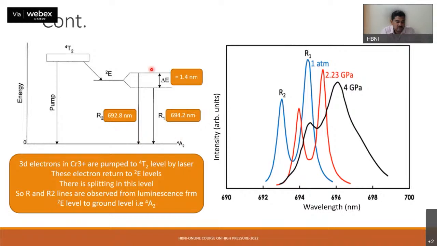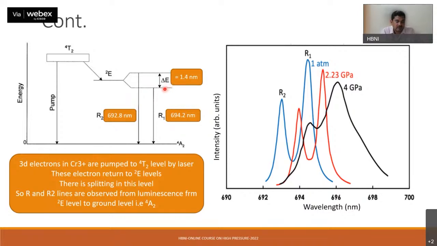So from these two states of 2E, they go to ground state 4A2, and we get two lines corresponding to these two transitions. One is called R1 and another is called R2. R1 is at higher wavelength and R2 comes at the lower wavelength. Like you can see here, the energy gap between the upper one and the ground one is higher, so its frequency is more.